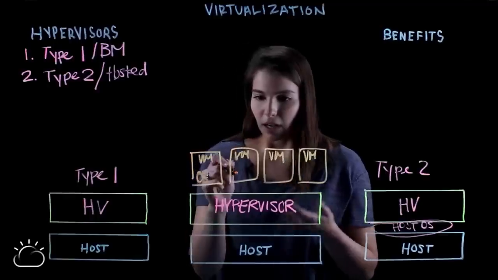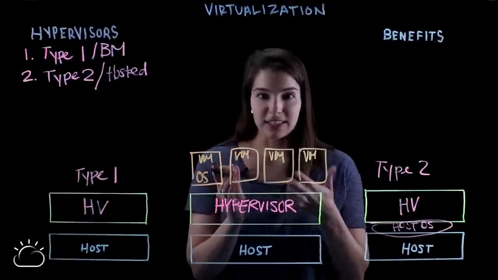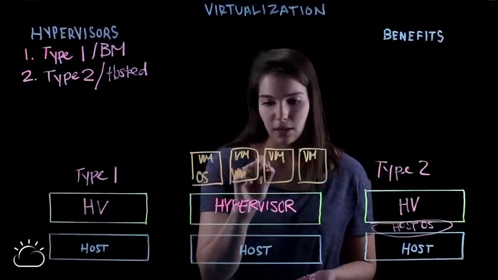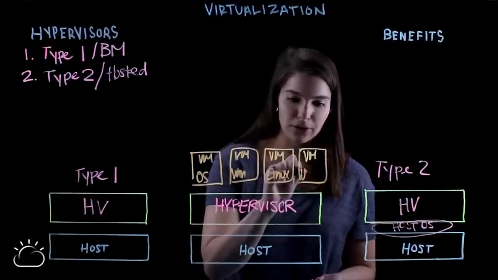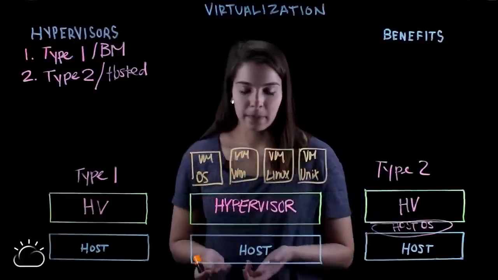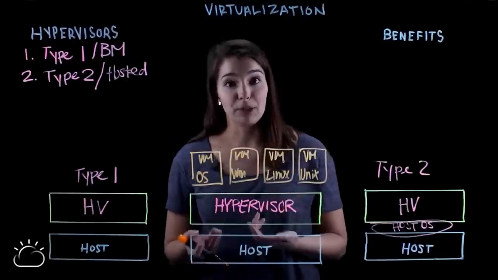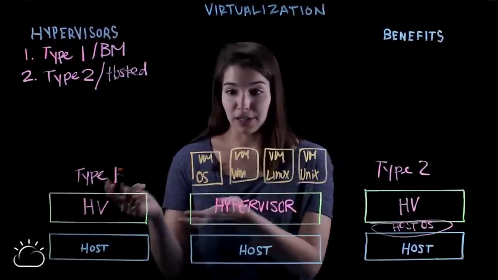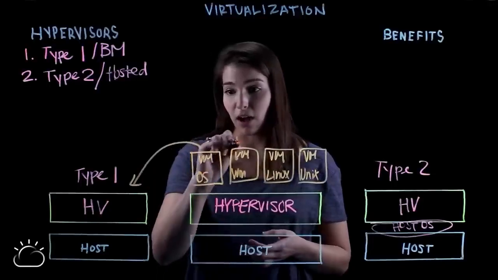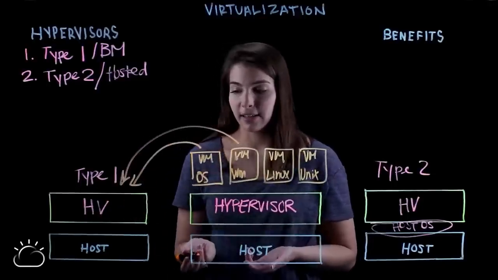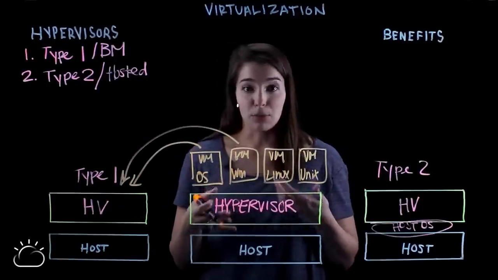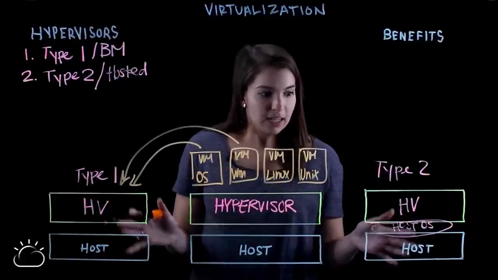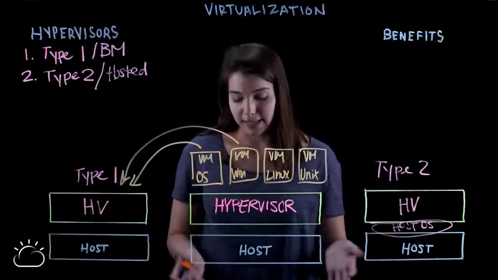Because they're independent, you can run different operating systems on different virtual machines. So you could run Windows here, or Linux here, or Unix here, for example. And because they're independent, they're also extremely portable. You can move a virtual machine from one hypervisor to another hypervisor on a completely different machine almost instantaneously, which gives you a lot of flexibility and a lot of portability within your environment. So looking at all of this, this is the core of virtualization as a process.